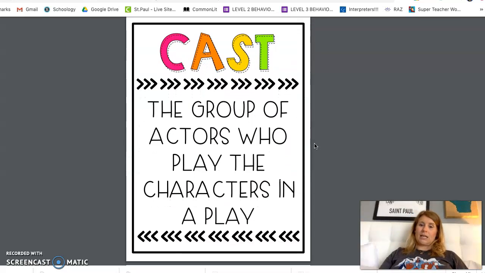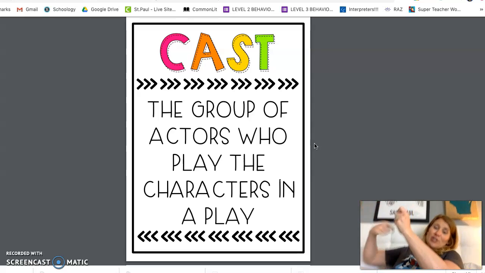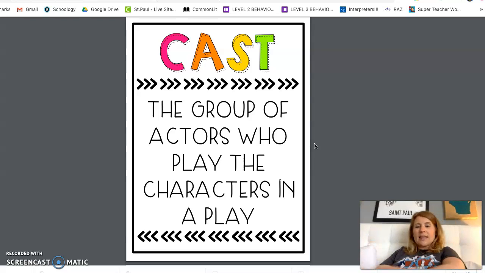Cast. This word has many meanings. Some of you know the word cast, like in fishing. You cast your reel. This does not mean fishing. The cast is the group of actors, the group of people who are in the play. When we read Romeo and Juliet, there is a large cast. There are many people in the play. Romeo and Juliet are 2 members of the cast, but we have many more characters we will meet. Cast.